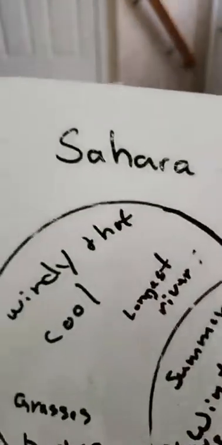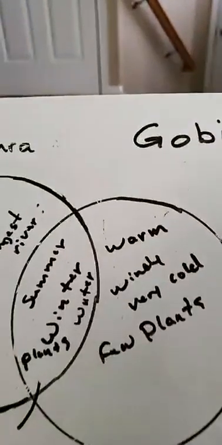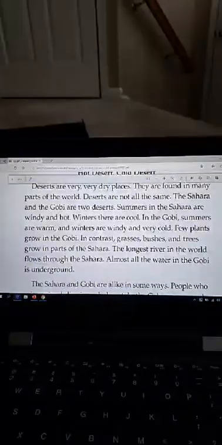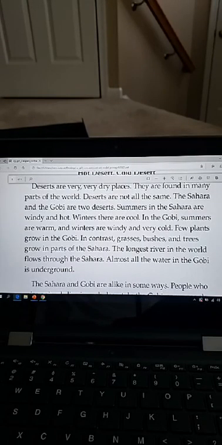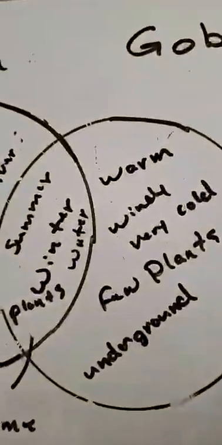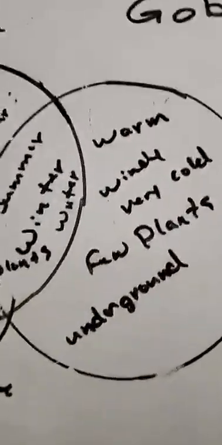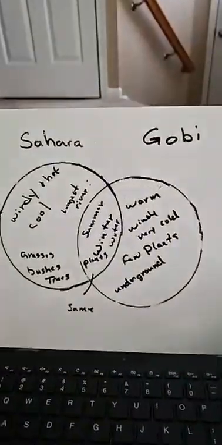So on the side of the Sahara, I wrote longest river, because the text said, the longest river in the world flows through the Sahara. It says, almost all the water in the Gobi is underground. So I go back to my Venn diagram. When we're talking about water with the Gobi, it is underground. I wrote underground under the side of the Venn diagram that says the Gobi. I'll leave this projected for a few seconds for students to take notes.